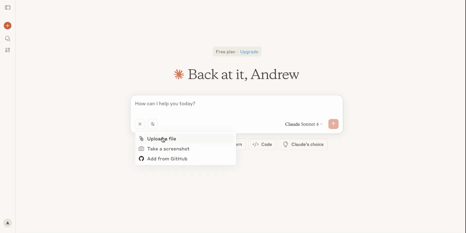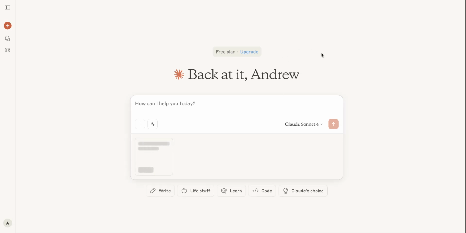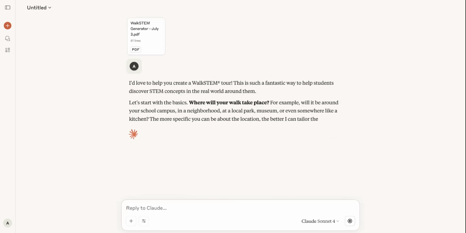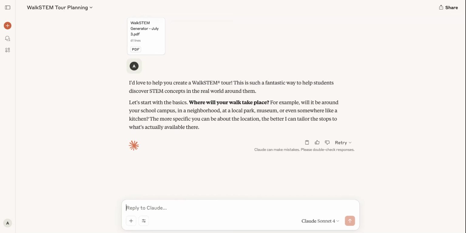This is a really useful AI tool to use because with just a basic plan, you can do a lot of these. So I start by uploading the WalkSTEM generator PDF. What's going to happen next is Claude is going to read it and is going to ask me a series of questions. I don't have a lot of experience with generative AI, and you don't need any experience with generative AI in order to do this.